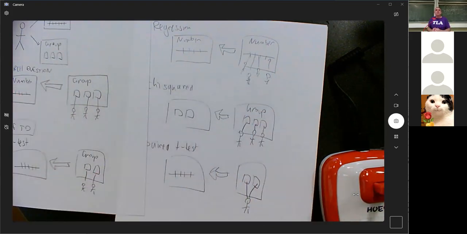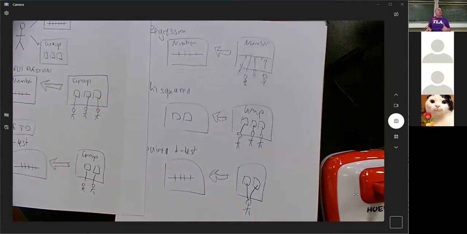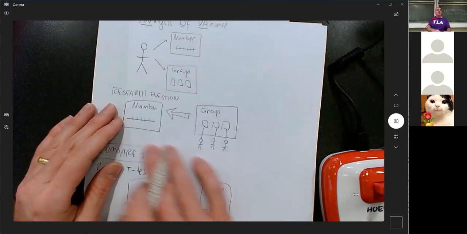How are we feeling? Cool. So that's what it's for. It's for this situation where your research question is set up that way.